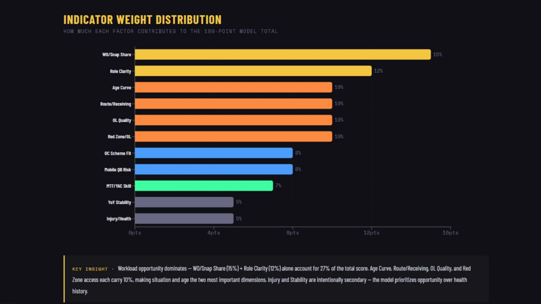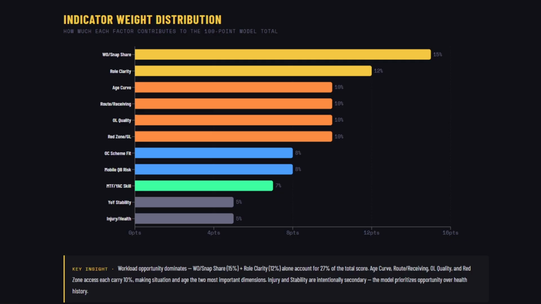Year-over-year stability is just, has this running back proved anything? Has this running back had any past production? Or have they shown at least any type of flash? And then the injury health is pretty self-explanatory. Is this running back extremely injury-prone? Are injuries going to hinder their performances later on?